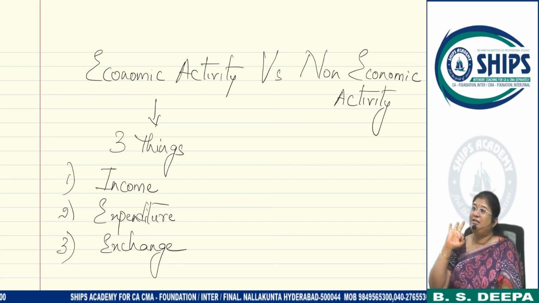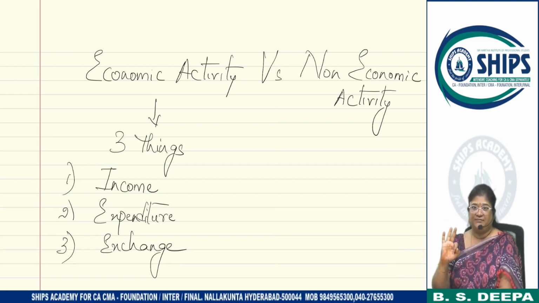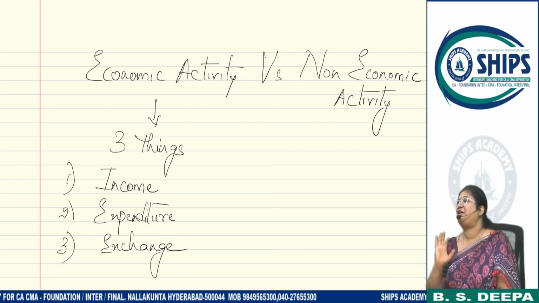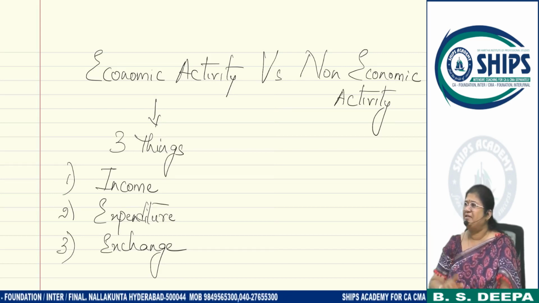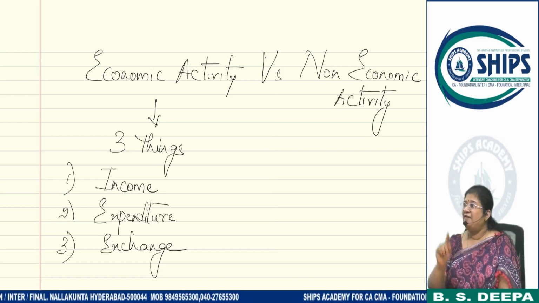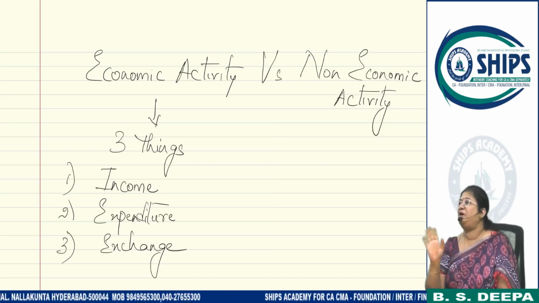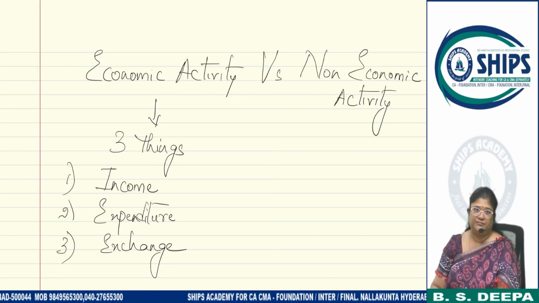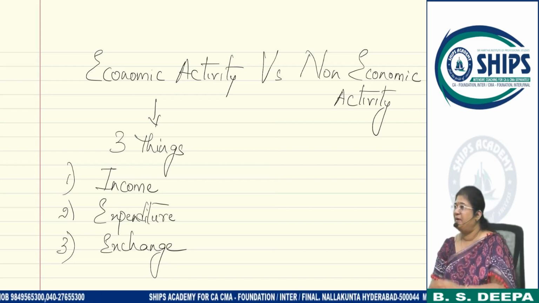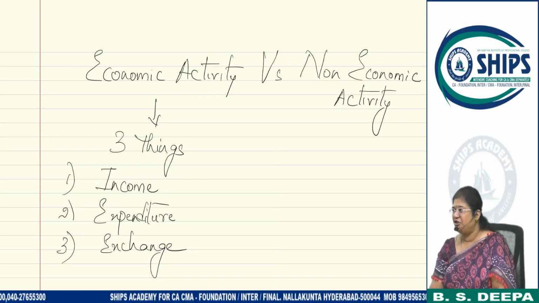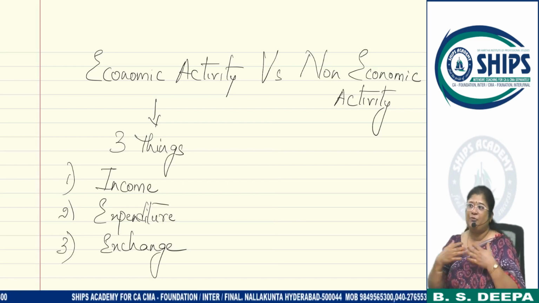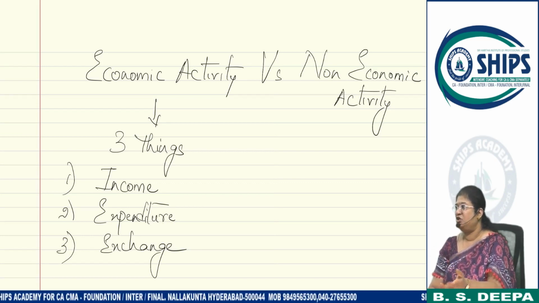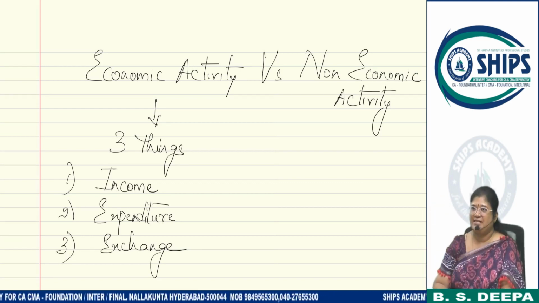So when all three things are present in an activity, income, expenditure, exchange, only then it is called an economic activity. All three should be present. Even if one of them is missing, it cannot be called an economic activity. For example, I go back and teach my own children. My children are not incurring any expenditure, so expenditure is not there. I am not earning any income, so income is not there. Maybe only service is exchanged, that's it. So only one thing is there, two things are missing.